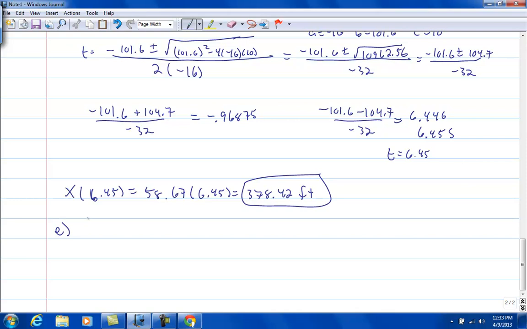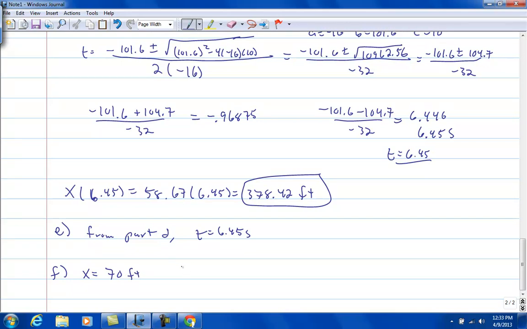Now part E. At what time will the performer land in the net? From part D, the time would be 6.45 seconds. We just did that. And then for part F, it says, if a 12-foot high wall of flames is placed at 70 feet from the cannon, will he clear it unharmed? So x equals 70 feet. At what time would that occur?